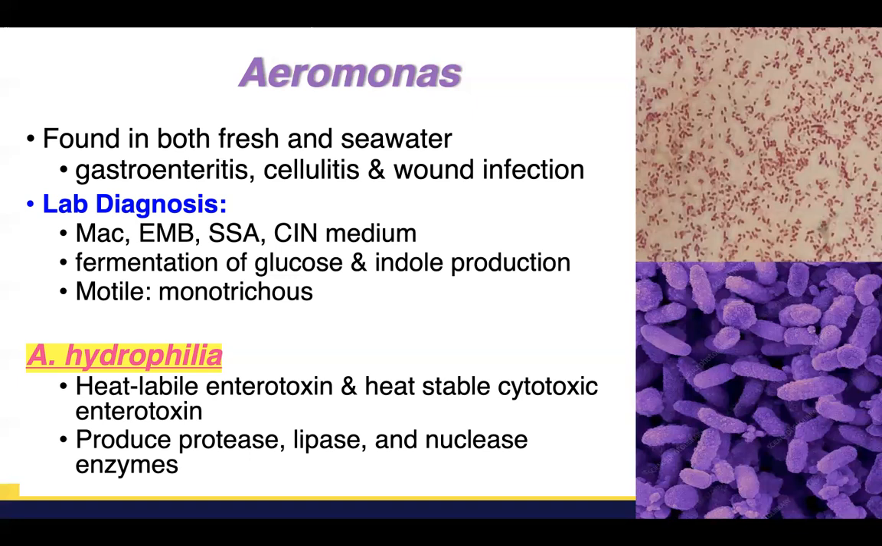Okay, the most common human isolate is Aeromonas hydrophila. Okay, so hydrophila means water loving. Okay, so characteristics rather, they're able to produce heat-labile enterotoxin and heat-stable cytotoxic enterotoxin. Okay, so may heat-labile enterotoxin at meron din silang heat-stable cytotoxic enterotoxin. They're also able to produce enzymes like protease, lipase, and nuclease.